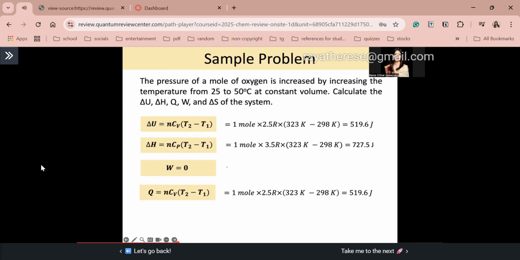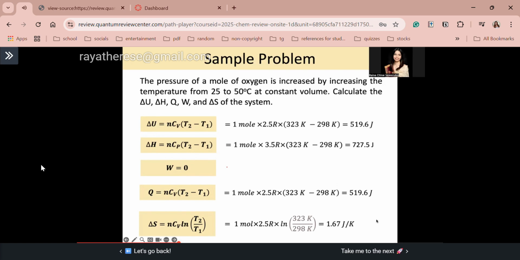Now, let's solve for Q. So based on our equations last time, Q for an isochoric process is equal to NCV delta T, which is equal to 1 mole times 2.5 R, yun yung CV nyo, times 323 minus 298 Kelvin. There we get Q is equal to 519.6 joules. And lastly, we can solve for delta S. So delta S is equal to NCV ln T2 over T1. This is our equation for an isochoric process, and that is equal to 1 mole times 2.5 R, which is your CV, times ln 323K divided by 298K. Solving, we get delta S is equal to 1.67 joules per Kelvin.